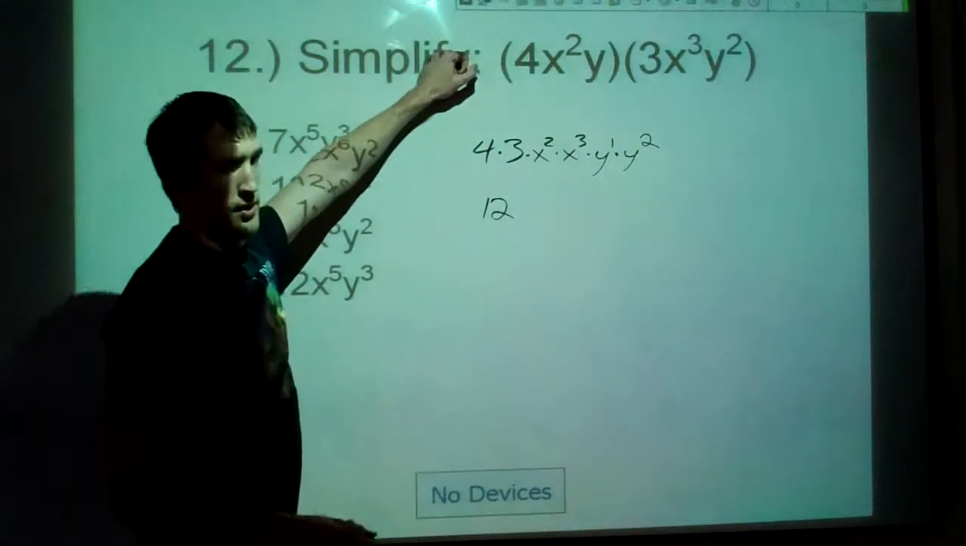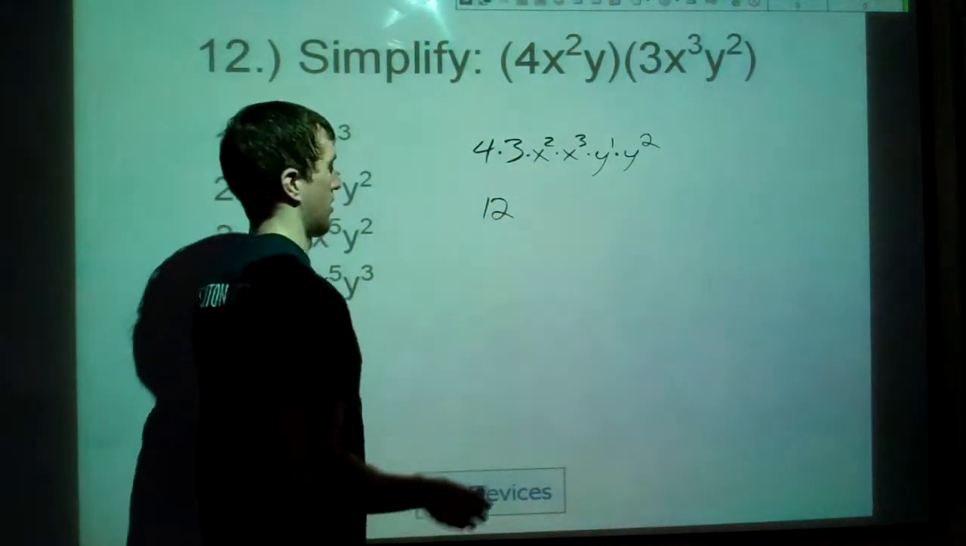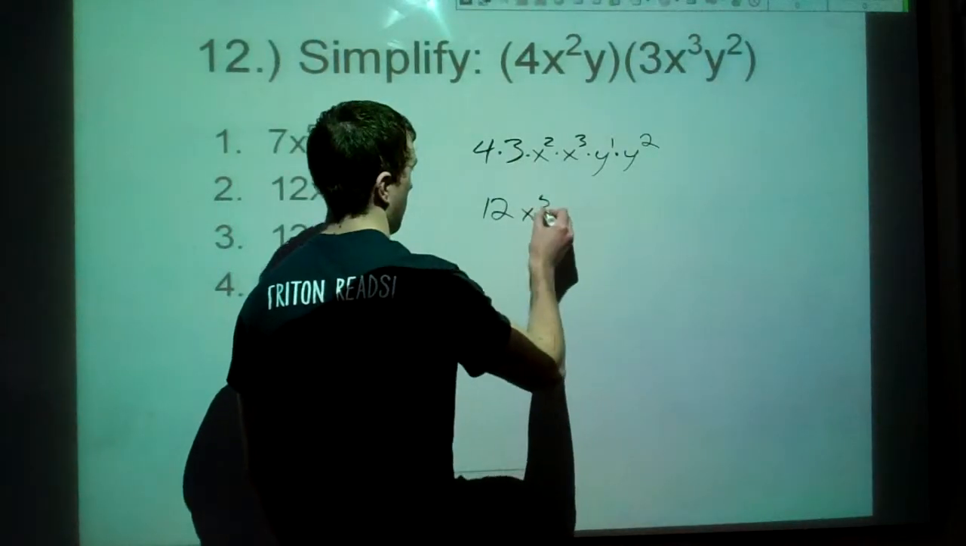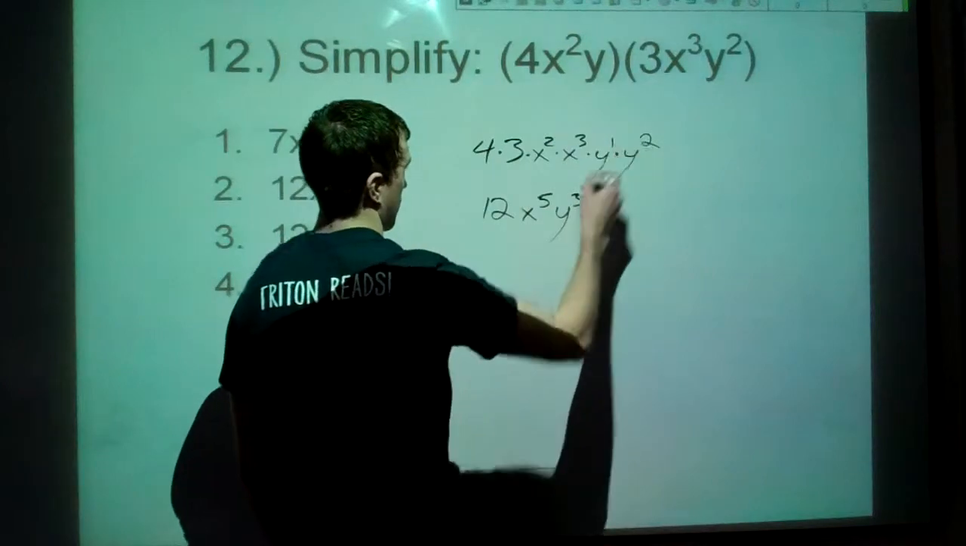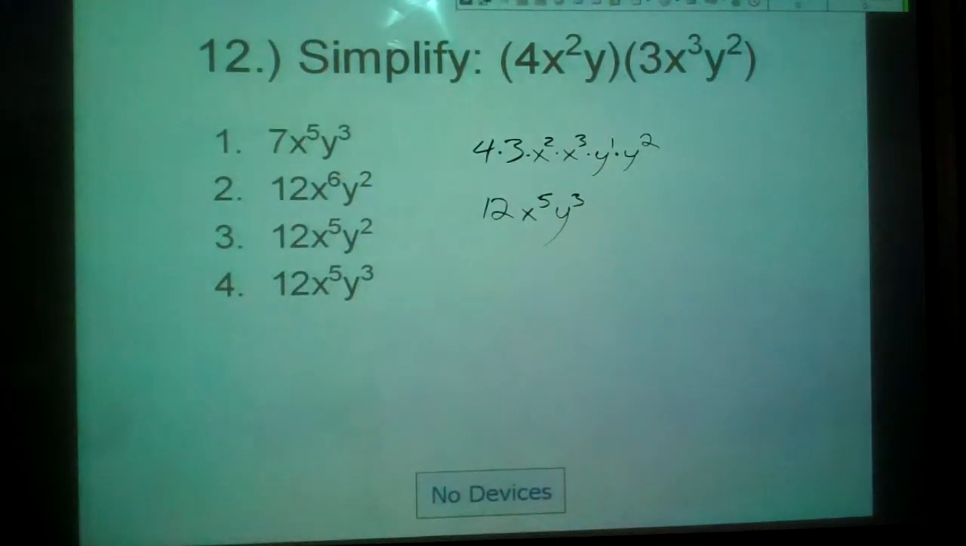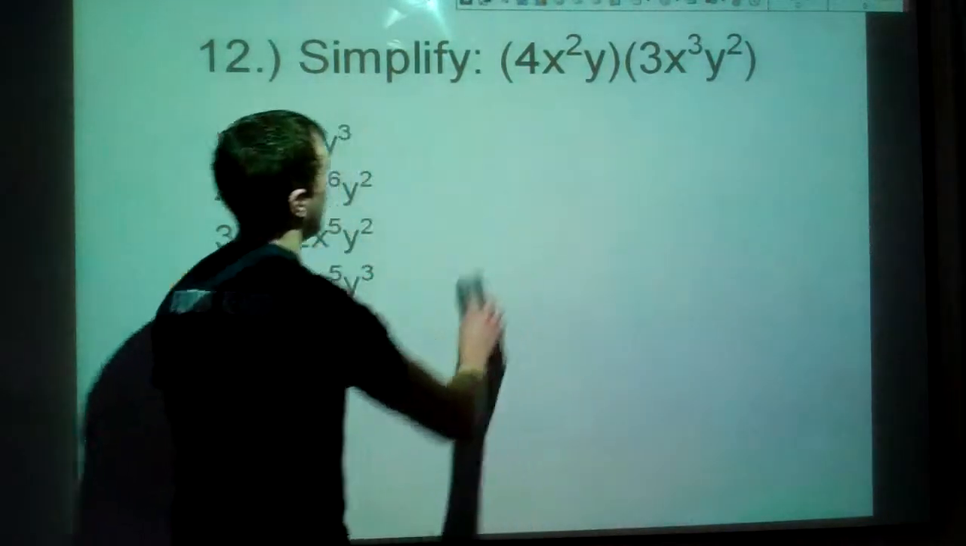And our rule is if we have the same base and we're multiplying, we can add our exponents together. So x to the 5th, 2 plus 3, and y to the third, 1 plus 2. So 12x to the 5th, y to the third. That would have been our last one there, number 4. Moving on.